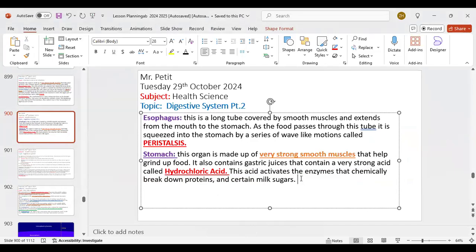So what does this acid do? Aiden, read this. This acid activates the enzymes that chemically break down proteins and certain milk sugars. So inside the stomach is where we have protein being digested. Where could we find protein from?